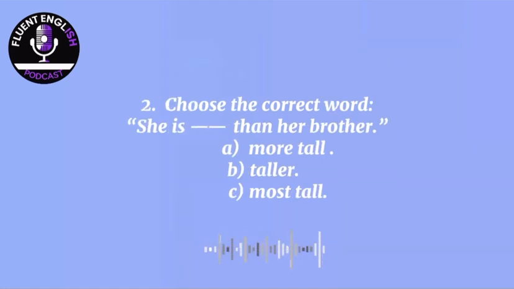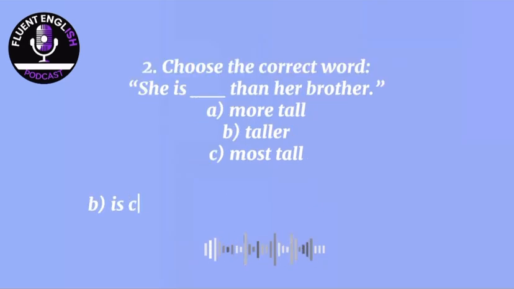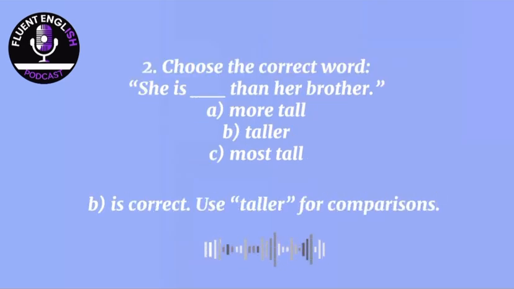2. Choose the correct word. She is blank than her brother. A. More tall. B. Taller. C. Most tall. B is correct. Use taller for comparisons.